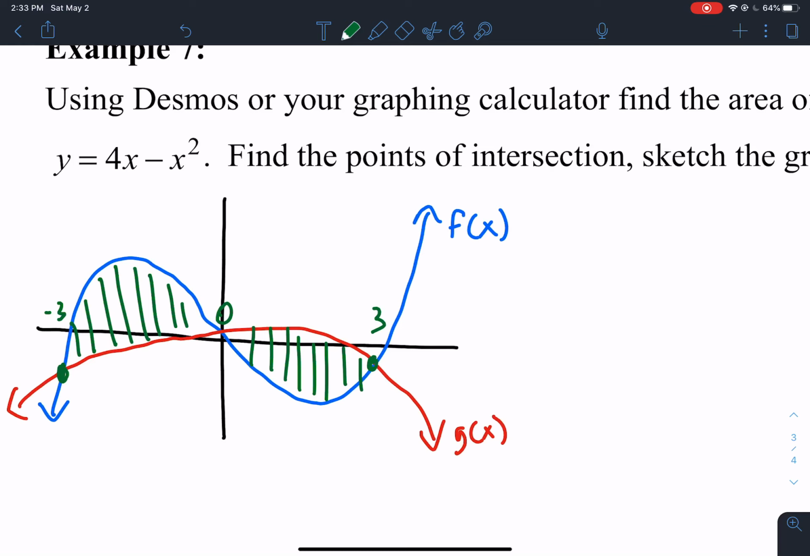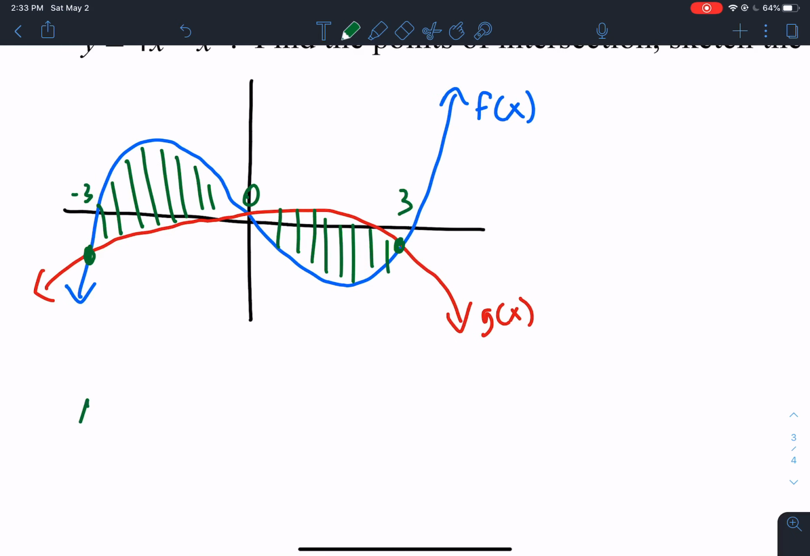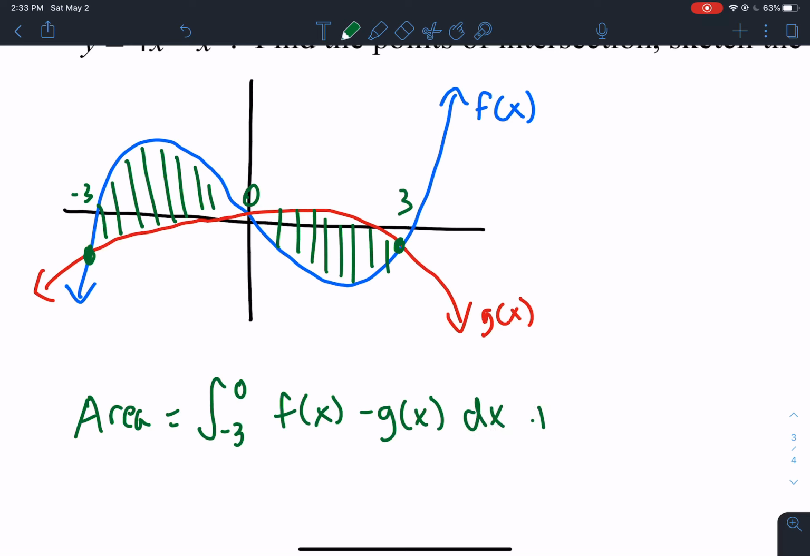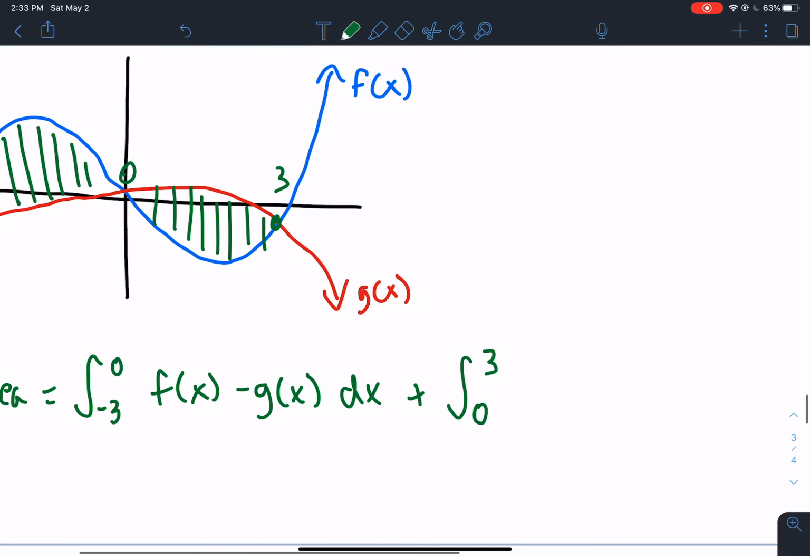So we have to do two integral equations again. Now, you guys don't always have to do two equations every time. It just happens to be, for this example, we have two areas that we have to find. So the first one, again, is going to be f of x minus g of x, top minus the bottom. And then you're going to add with that the integral from 0 to 3 of g of x minus f of x.